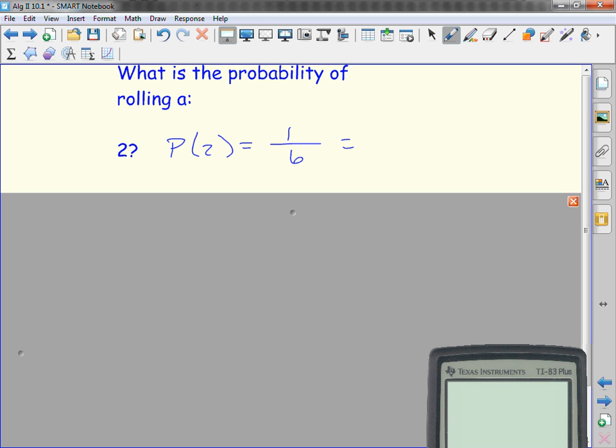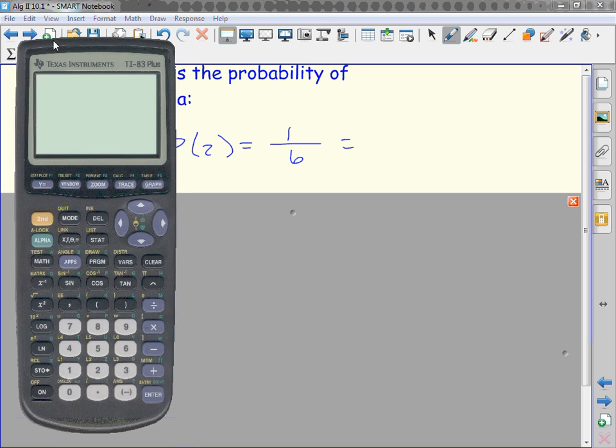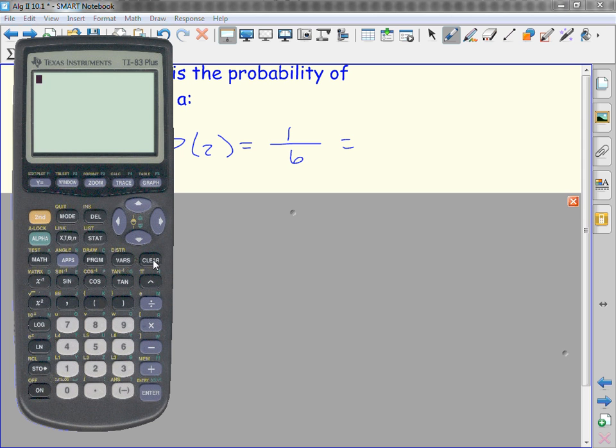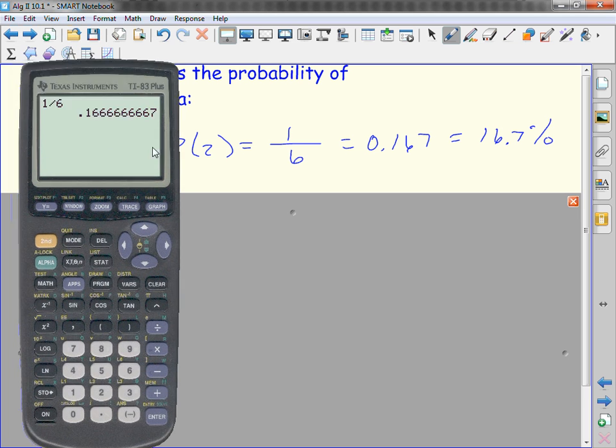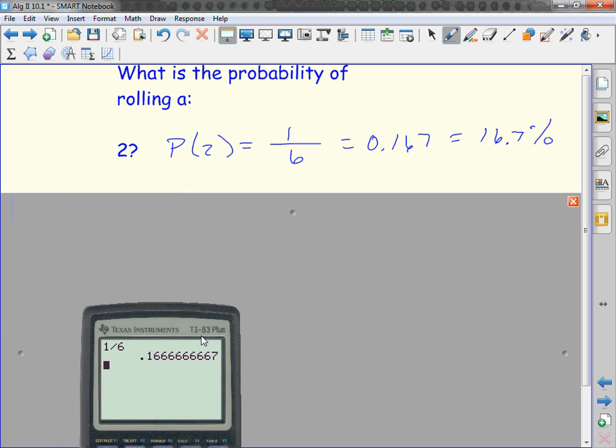Now 1 out of 6, we're going to take and divide it. 1 divided by 6, and I get 0.1667. And I'll just do 1.67, or 0.167. As a percent, what does this mean? 16.7% chance of rolling a 2. Just move the decimal over 2 places. So there's almost a 17% chance of rolling a 2.